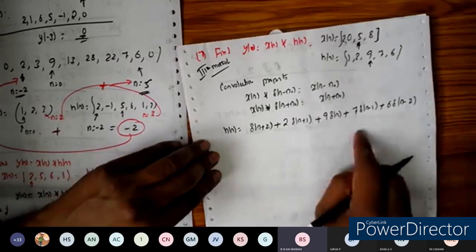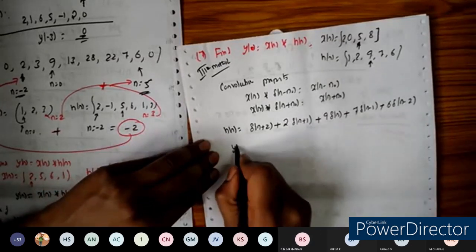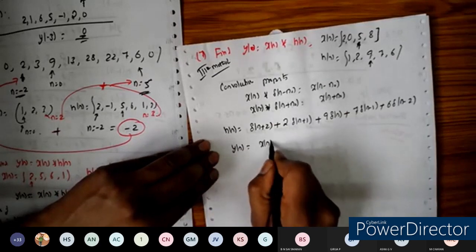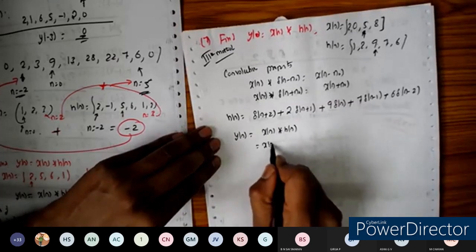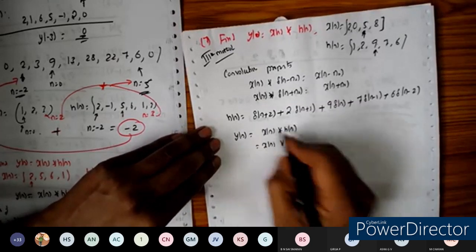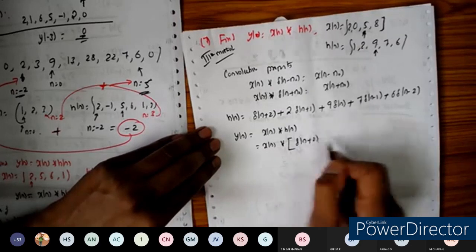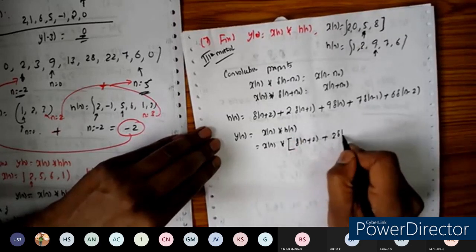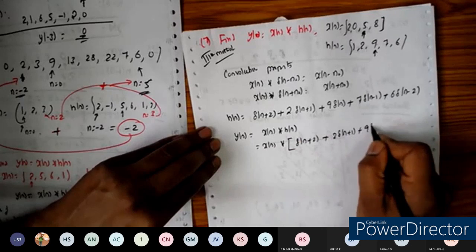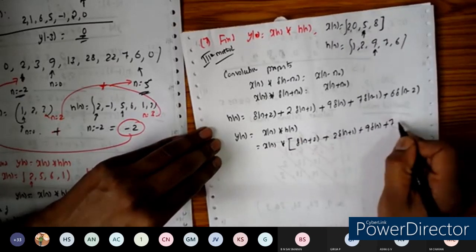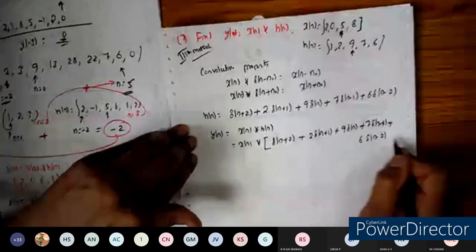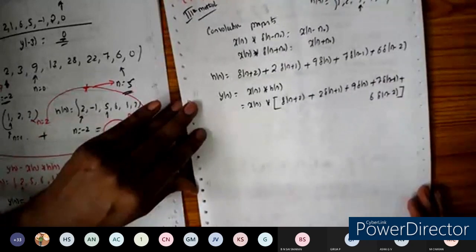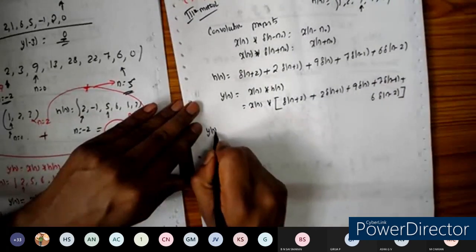Done? Yes, sir. Okay. Now what we'll do is I'm going to take y of n equal to x of n convolution with h of n. So x of n convolution with h of n is delta of n plus 2 plus 2 into delta of n plus 1 plus 9 into delta of n plus 7 into delta of n minus 1. And you write the sequences here. What are the sequences we are having? Plus 6 into delta of n minus 2. Okay, so this we got y of n.